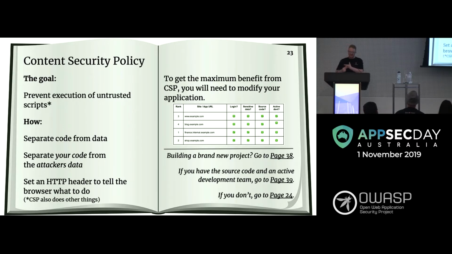To get the maximum benefit from content security policy, you typically need to start at the beginning of a new app. It's hard to retrofit, and if you've got an existing app, you probably need to modify the app. So I've got two approaches I want to talk to you about. If you're building a brand new project, or you have the source code of your app, you follow this approach. And if you don't have the source code, and you're trying to add content security policy to someone else's app or an app that you can't modify, then you use the second approach. So we'll do the second approach first.